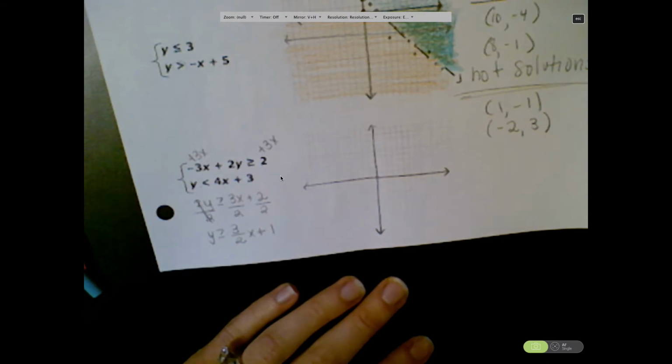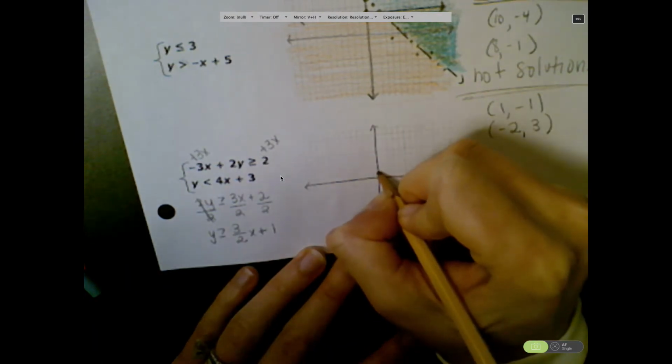So Grace, where am I going to start with y is greater than or equal to 3/2 x plus 1? Okay. And where am I going to go from there?